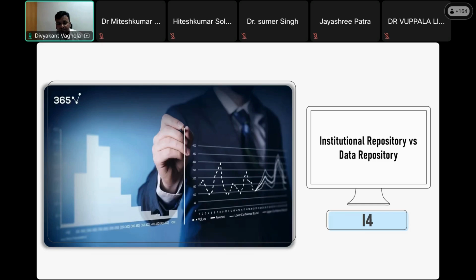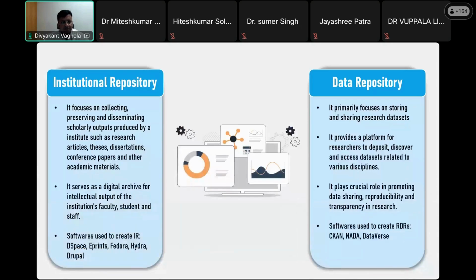Now, the next is institutional repository and data repository. There is a difference between an institutional repository and a data repository. An institutional repository basically focuses on research articles, theses and dissertations, conference papers and other academic materials which may not contain the data. It serves as a digital archive for the intellectual output of the institution, faculty, students, and staff.